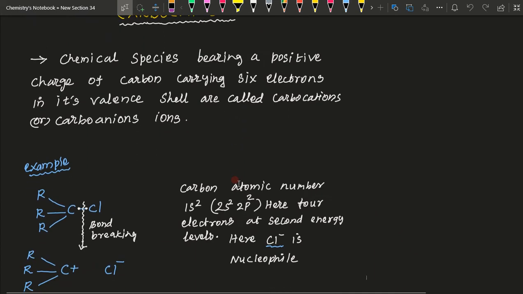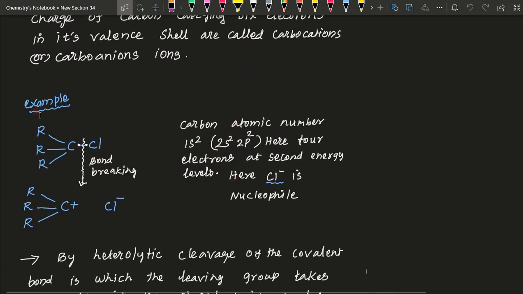Example, this carbon chloride, the bond breaking. So this carbon attained positive, this chloride is going to negative. The carbon atomic number 1s2 2s2 2p2, this is the valence electron. Here 4 electrons at the second energy level. Here Cl is the nucleophile, chlorine has one extra electron, it acts as a nucleophile.